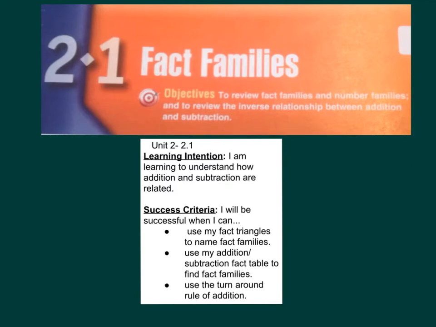This is lesson 2.1, Fact Families. The learning intentions are: I am learning to understand how addition and subtraction are related. The success criteria would be: I will be successful when I can use my fact triangles and name fact families, use my addition and subtraction fact table to find fact families, and use the turnaround rule of addition. You will need your slate and a dry erase marker, and that is all for now.